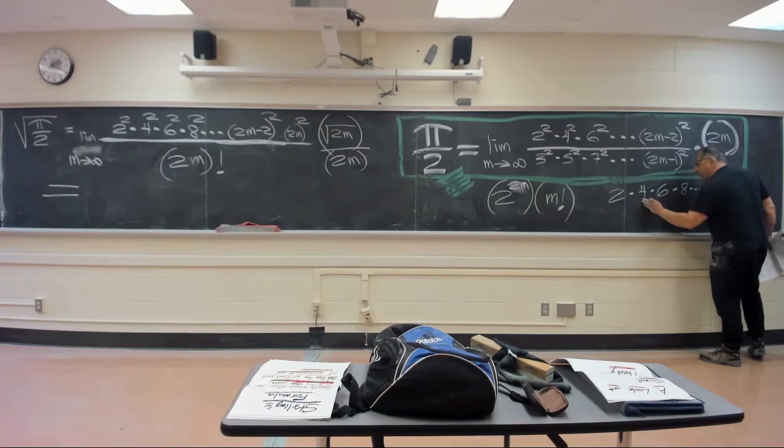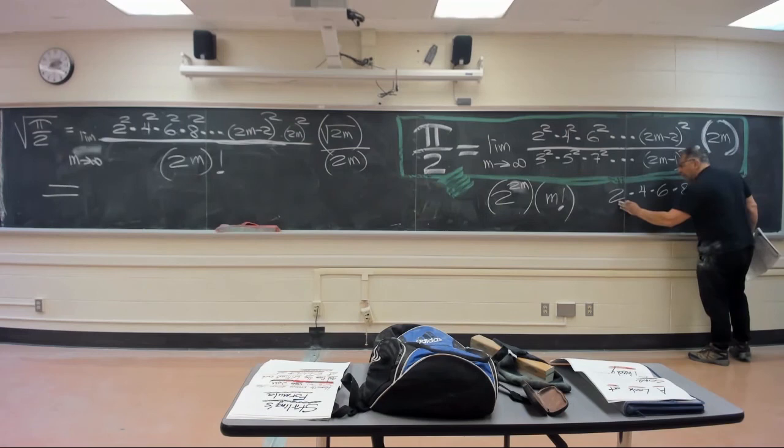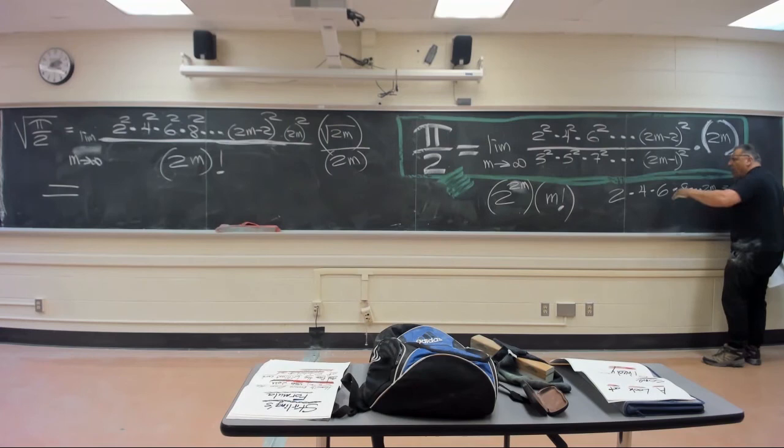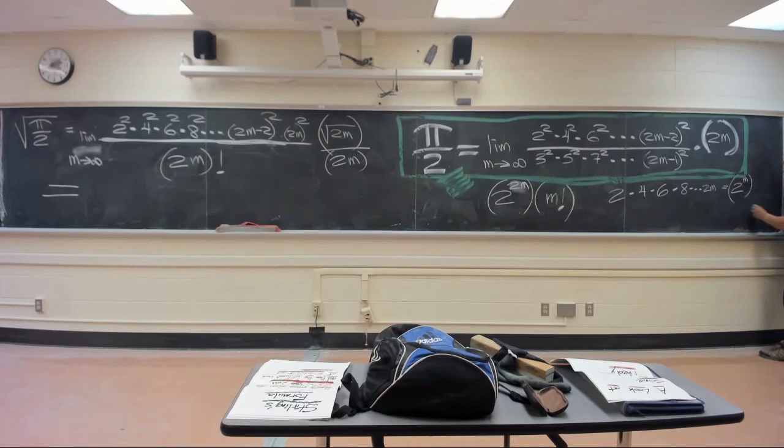A 2 out of here and get 2. A 2 out of here and get 3. Pull a 2 out of here. 2 divided by 2, you know, factor a 2 from the 2, you get 1. Factor a 2 from here, you get 2. Factor a 2 from here, you get 3. Factor a 2 from here, you get 4. Factor a 2 from the 10, you get 5. 1, 2, 3, 4, 5. There's m of those 2s you pulled out, times m factorial.